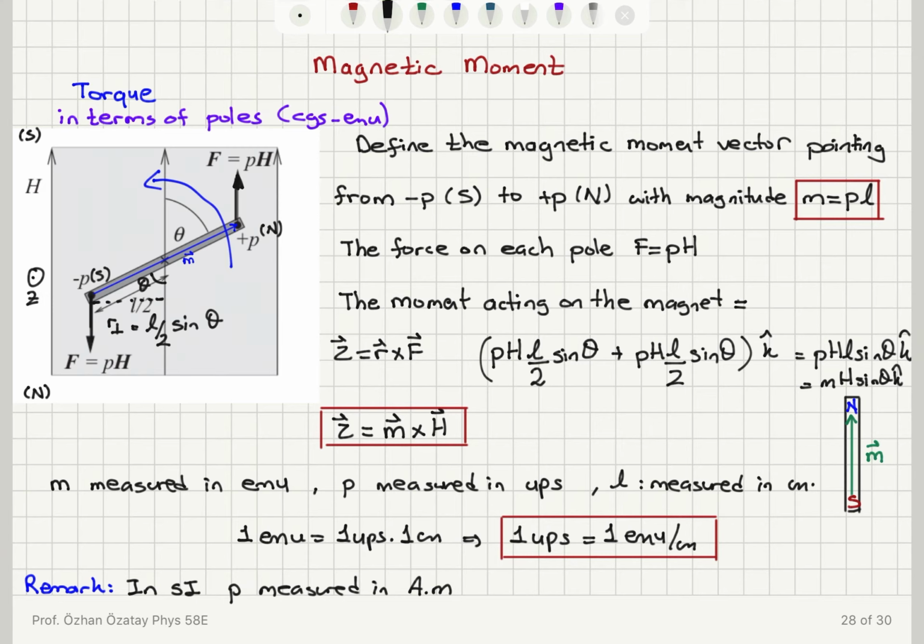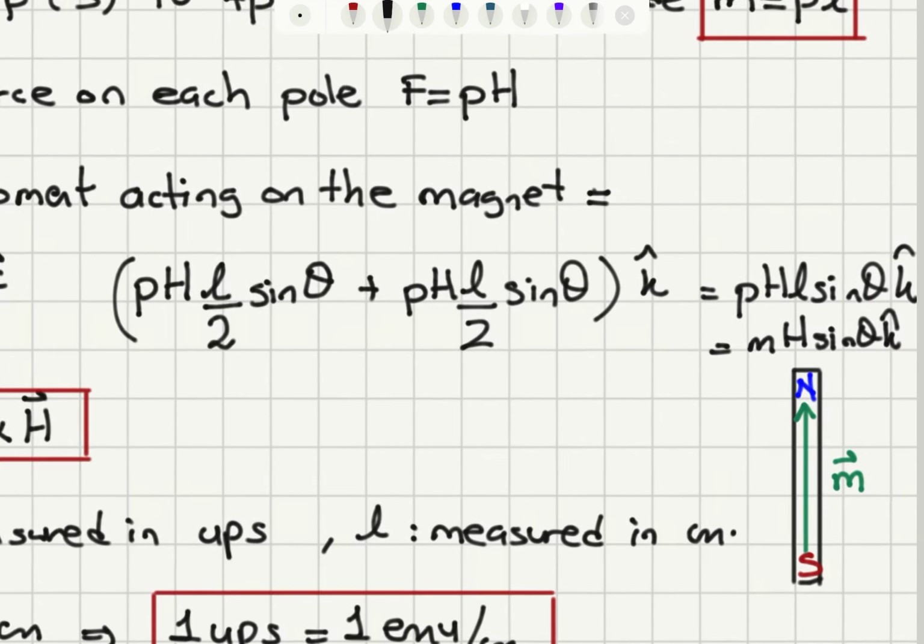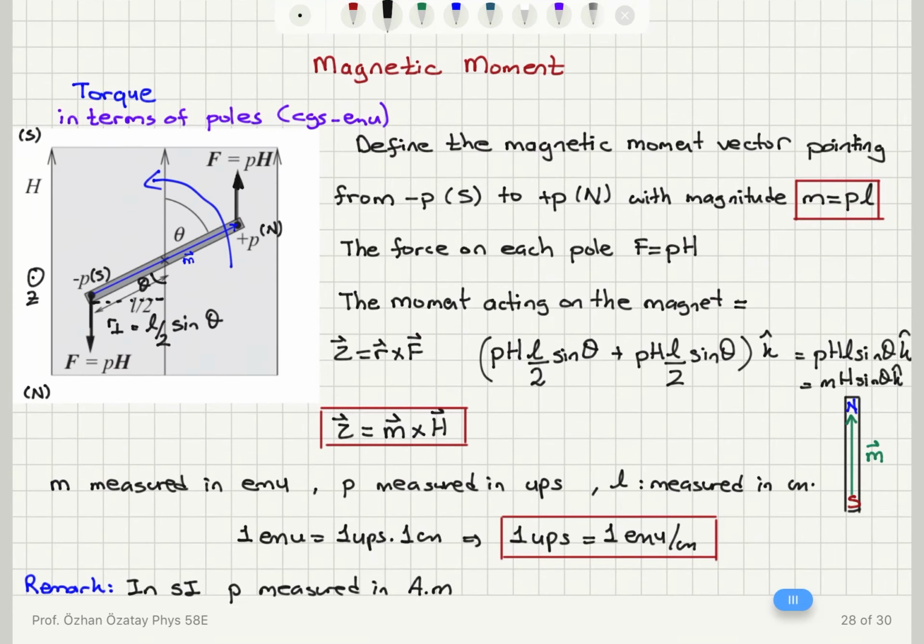So the total torque acting on the magnet is due to this force which has a rotation effect, R cross F, and that turns out to be, with our new definition of magnetic moment, M cross H. M is measured in EMU, P is measured in unit pole strength, and L is measured in centimeters. So this lets us redefine a unit pole strength as 1 EMU per centimeter. In SI, the pole strength is measured in ampere meter. So this vector points in a bar magnet from south to north.